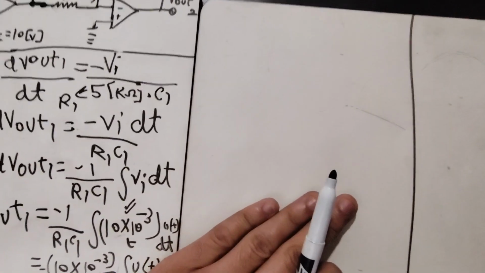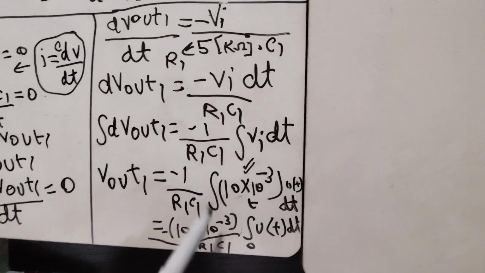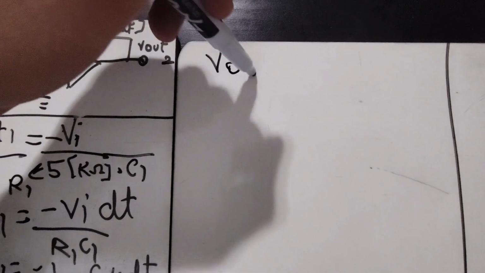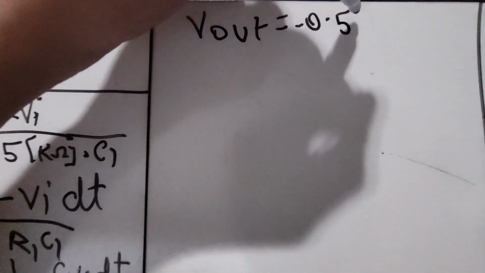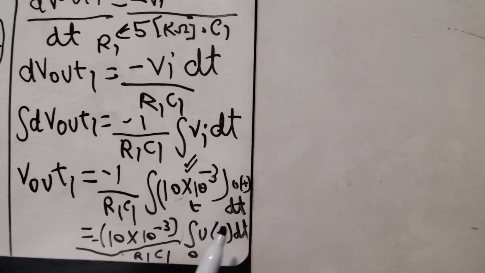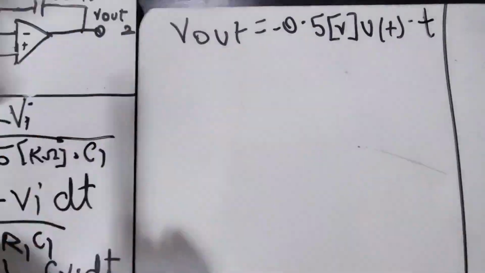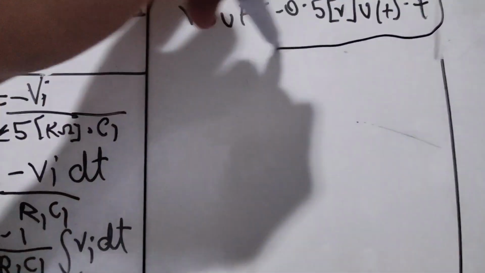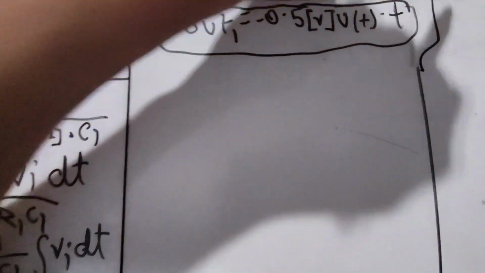If you plug in all the numbers, R1, C1, and solve it, Vout1 comes out to negative 0.5 volts times U of t times the integral of dt. The integral of dt is just t, and with limits t and 0, it's just t. So we write just t here. That's all you do for Vout1.